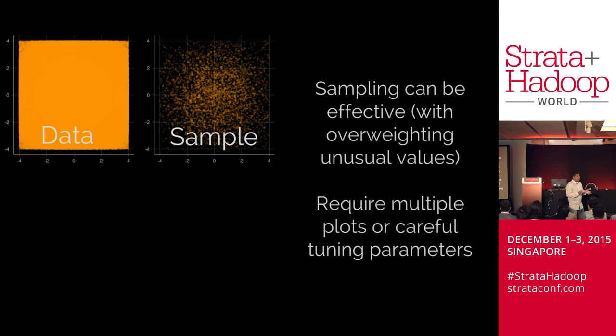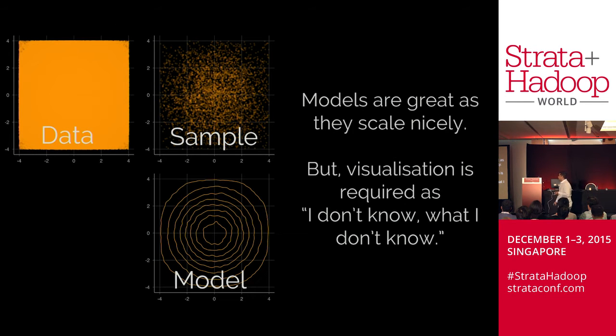I need to be a little careful, but sampling is one way to deal with it, right? Or I can model it. Modeling is great because it scales very nicely. That's why we all love modeling in big data. But modeling is what I call the first order of understanding: I know what I don't know. If I know what I don't know, I can model it.